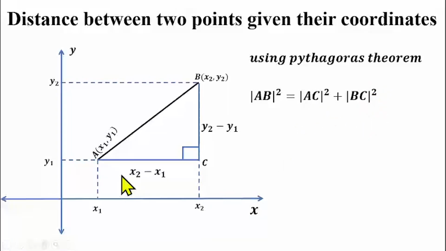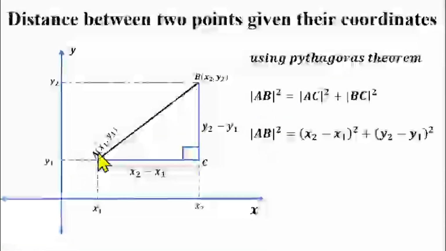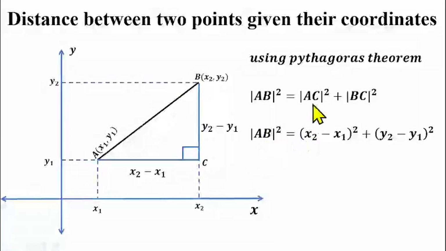So that will be AC squared plus BC squared. This is Pythagoras theorem. From there, our aim is to find the distance between A and B. So AB squared equals, our AC is x2 minus x1, so that should give us x2 minus x1 squared, plus then BC is y2 minus y1, that will be y2 minus y1 squared.